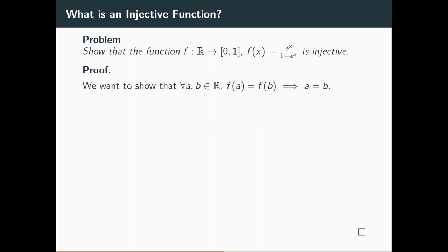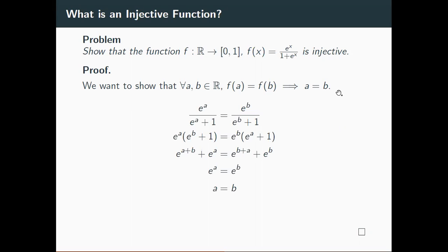So we're going to start with just the basic definition of an injective function. We want to show that for all a and b in R, such that f of a equals f of b, we end up getting that actually a equals b. And this is actually a pretty straightforward calculation.